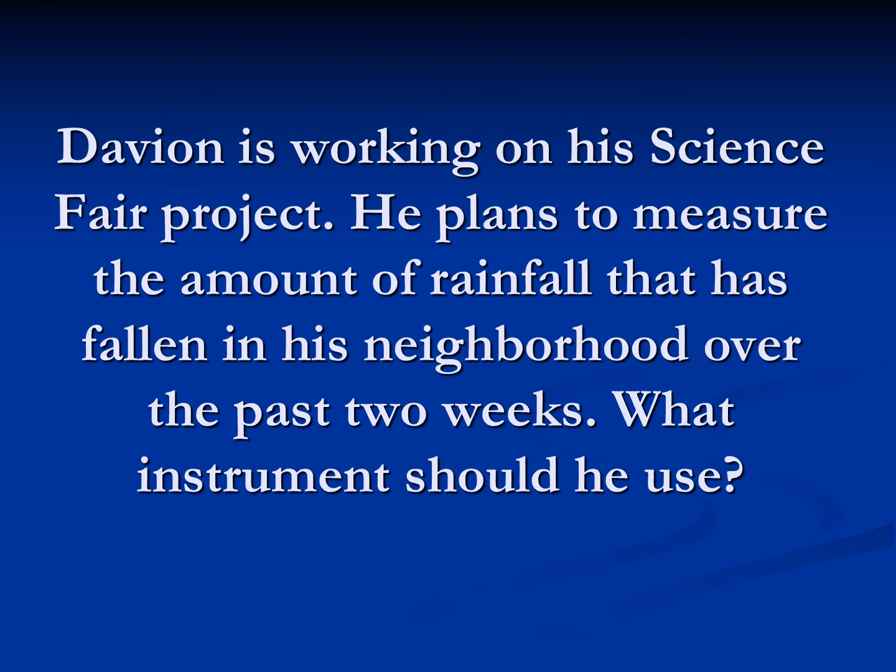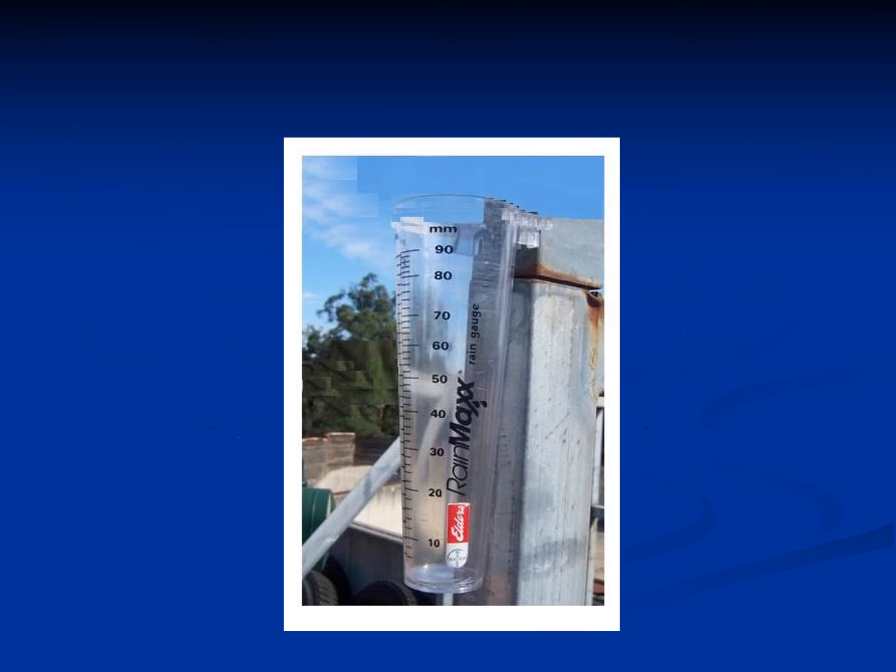This is the last question on the pop quiz, and I believe you can get it right. Here we go. Davion is working on his science fair project. He plans to measure the amount of rainfall that has fallen in his neighborhood over the past 2 weeks. What instrument should he use? If you said a rain gauge, oh, you are at the top of the class. Great job.